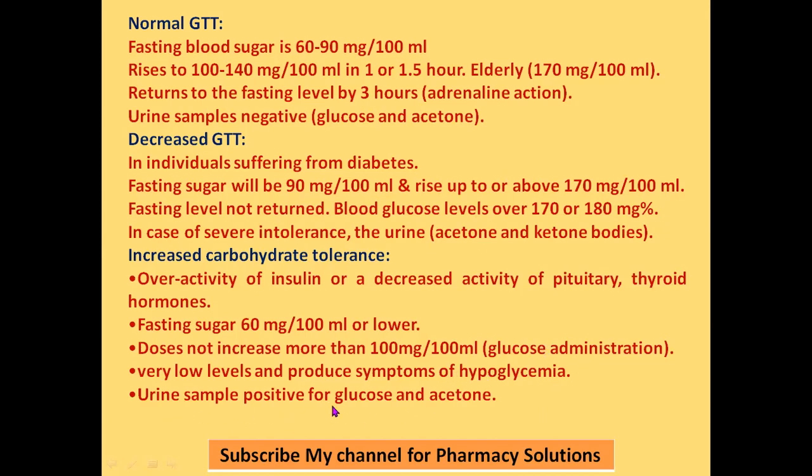Urine samples will be positive for glucose as well as acetone, because glucose is not utilized, so there will be glucose in the urine, as well as the smell of acetone, because there will be increased production of ketone bodies. So these are the three interpretations that can be made by carrying out this test.